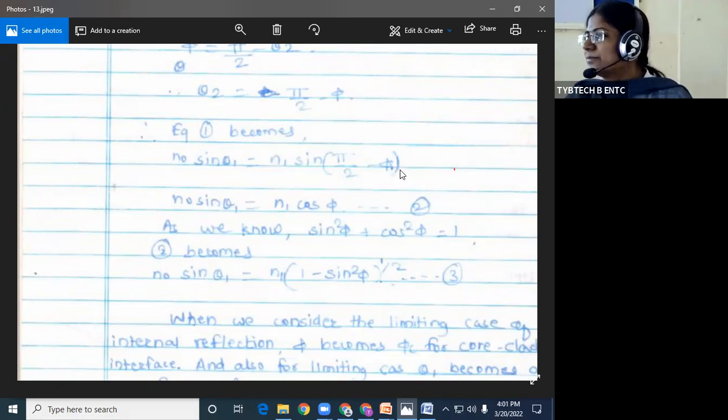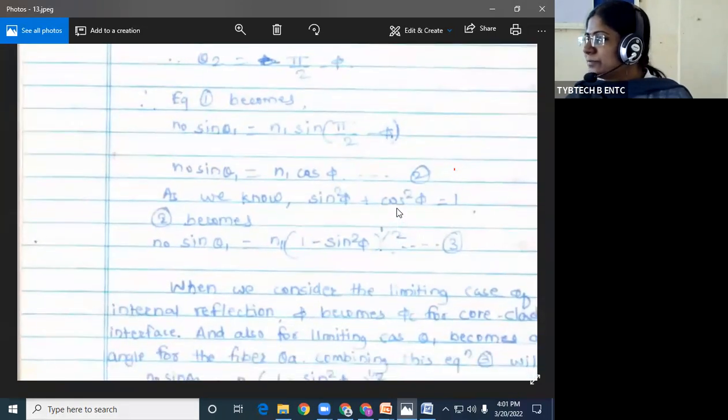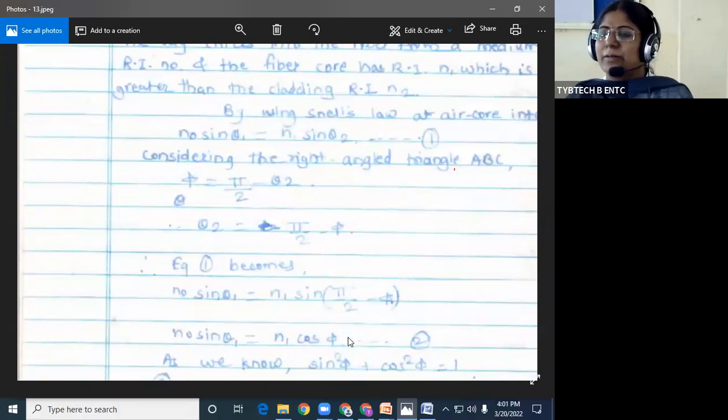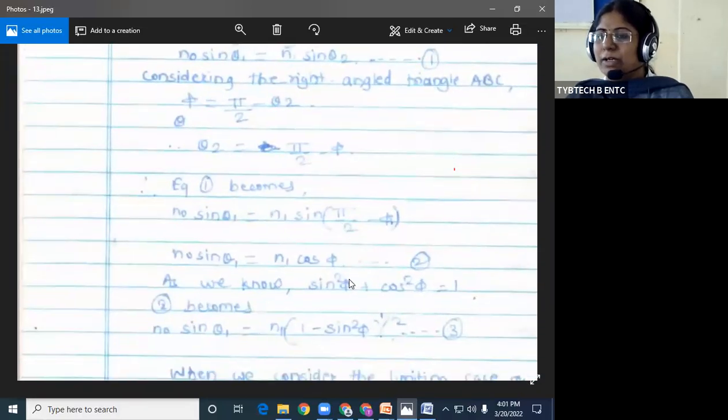Critical angle. Sin φc is equal to what equation have we seen? N2 by N1. Sin φc is equal to N2 by N1. That's why in this derivation our try is always to convert this angle into the sin of φc value. So we have to convert it into the term sin φc.